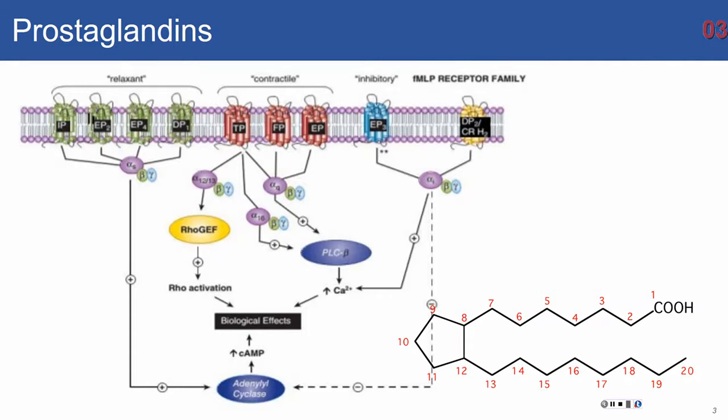So here's a prostaglandin type reaction, and so this is a specific type of membrane receptor. It's the FMLP receptor family, and you can see these transmembrane receptors. So whenever something goes through the membrane, that's a transmembrane receptor. And then you can see some of the signaling cascades here, and here's prostaglandin, and you go through the biological effects.